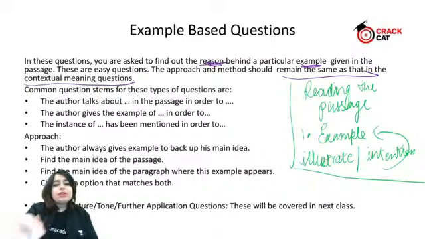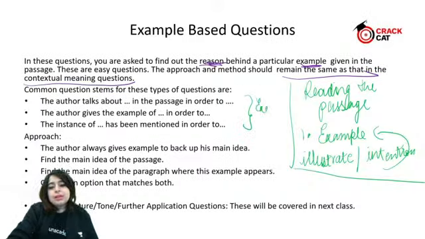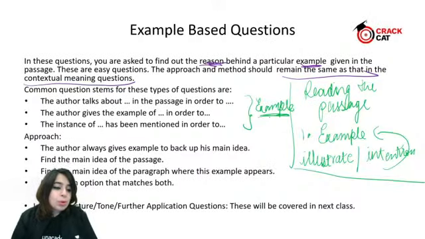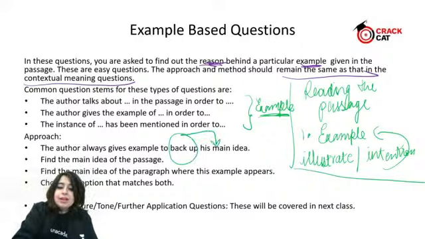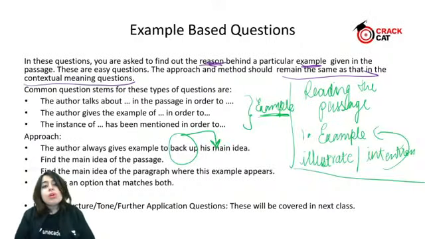So in all these questions, the author is just asking you why or for what reason has this particular thing been mentioned in the passage, right? Now, what should be our approach? The author usually always gives example to back up his main idea, right? To give some support or show some negation of the main idea.